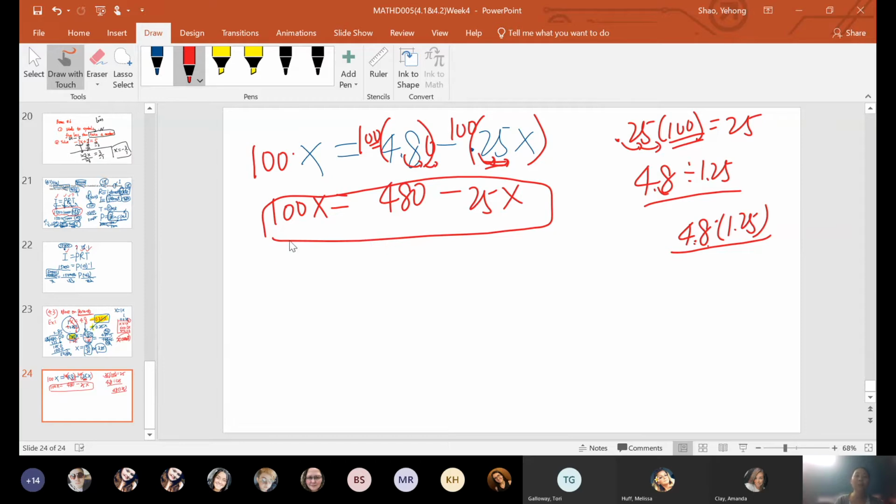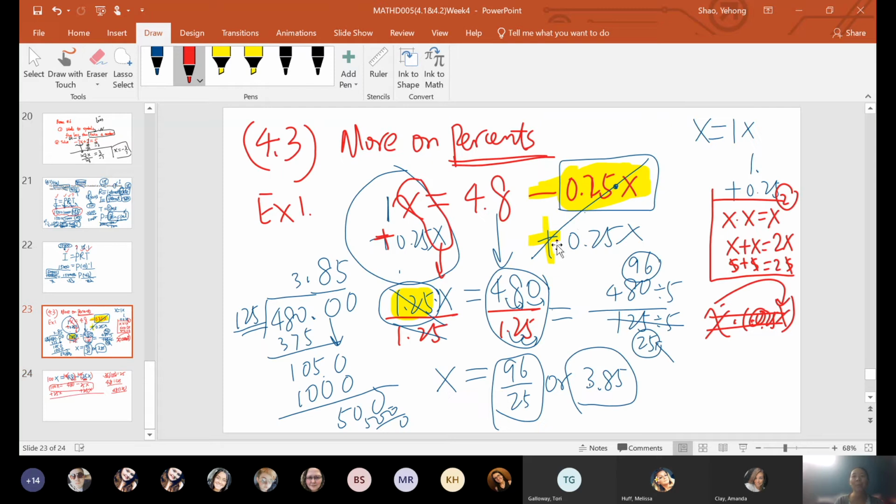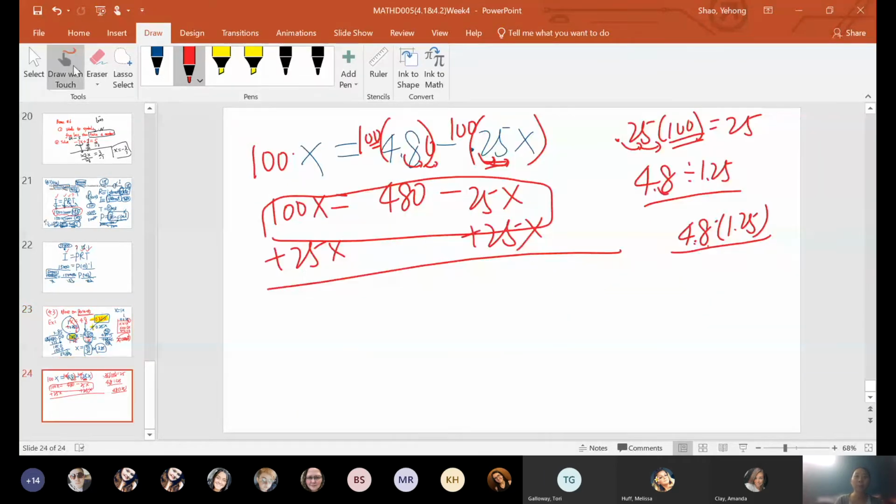So now all you have to do is add 25x to both sides. Remember, this is very similar to the one we did before, but we are adding 0.25x. And there might be a little bit of confusion here. How do I add x and 0.25x, right? But when you change it into whole numbers, it should be much easier. So you just do 100 plus 25. That gives you 125x. And that cancels each other. So you get this immediately. So you divide both sides by 125.